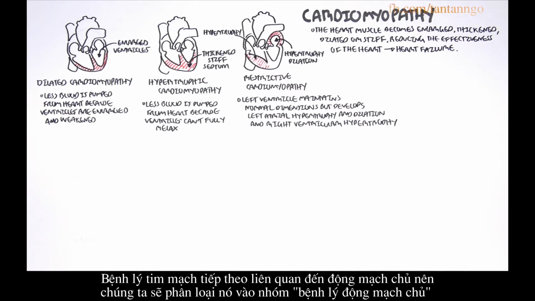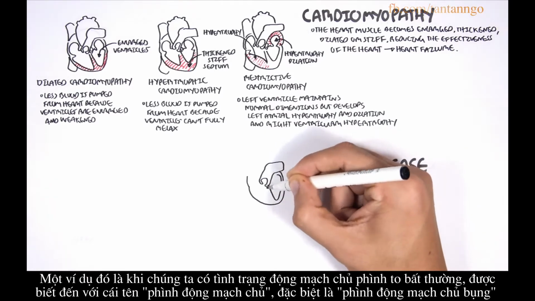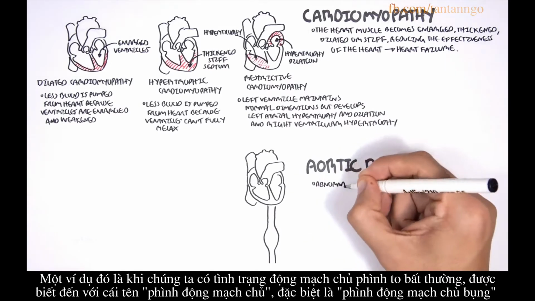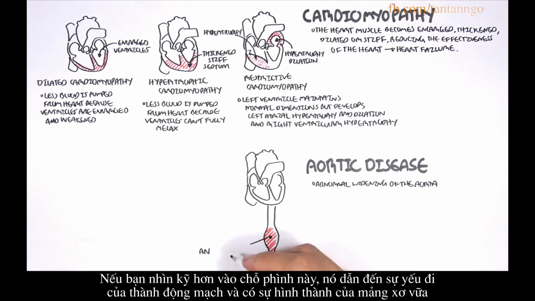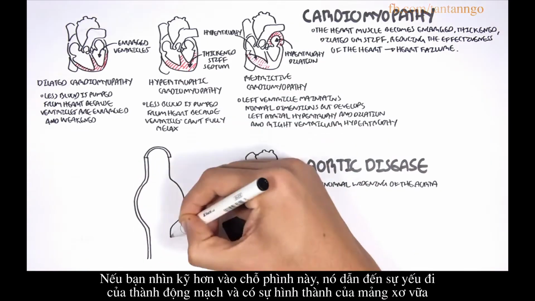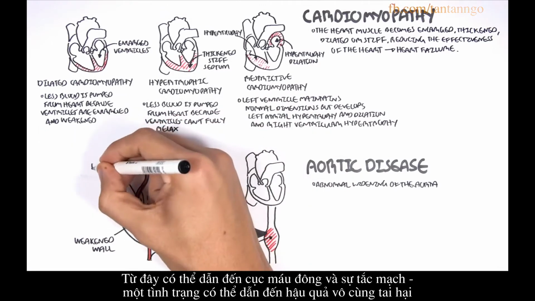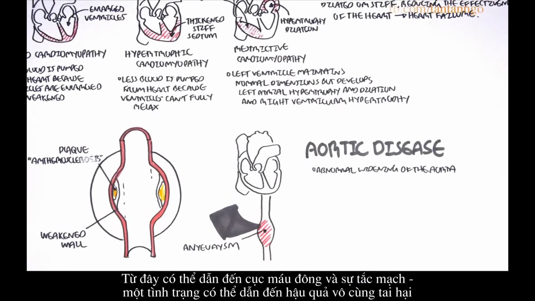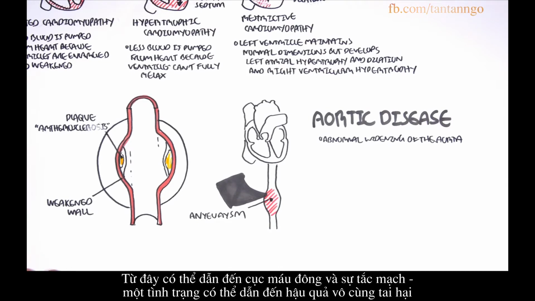The next cardiovascular disease involves the aorta. So we are going to classify this as aortic disease. An example is when we have an abnormal widening of the aorta, as in aortic aneurysm, specifically abdominal aortic aneurysm. So if we look at this aortic aneurysm here, it results in a weakened aortic wall and plaque formation. And this aortic aneurysm can result in thrombosis and then embolus, which can lodge into vessels, leading to some very bad problems downstream.